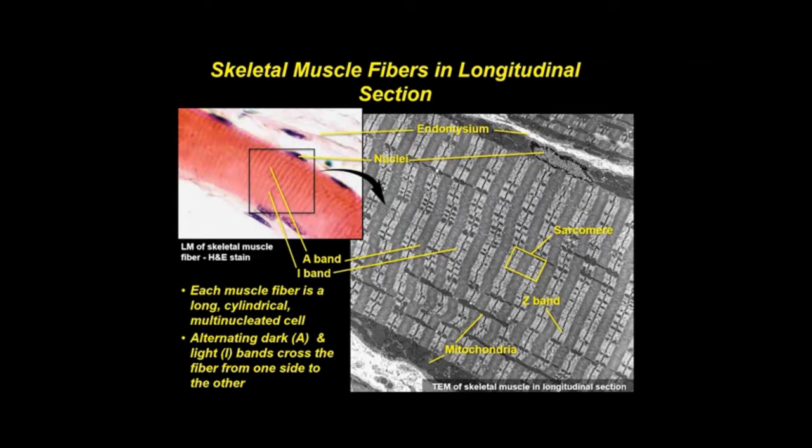By EM, details of the banding pattern are visible. Mitochondria are found in the peripheral sarcoplasm or in rows between myofibrils.